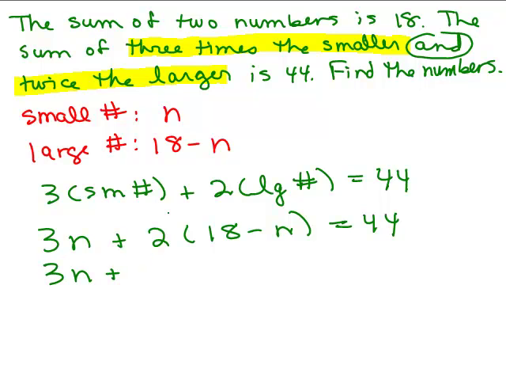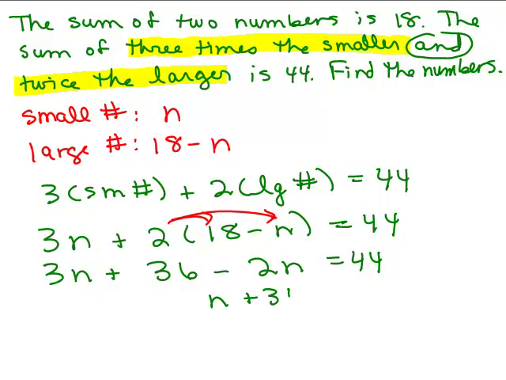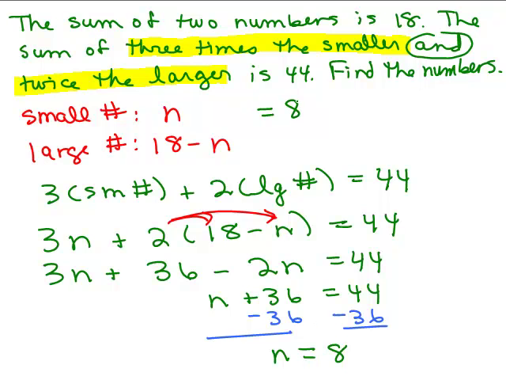3n, and doing the distributive property here. Remember, we're going to distribute our 2. We've got, let's see, 3n plus 36 minus 2n equals 44. So 3n minus 2n is n plus 36. And then we could subtract 36 from both sides to get n equals 8. All right, so n, what did n stand for? That was the small number. So the small number is 8, and the large number is going to be 10, right?